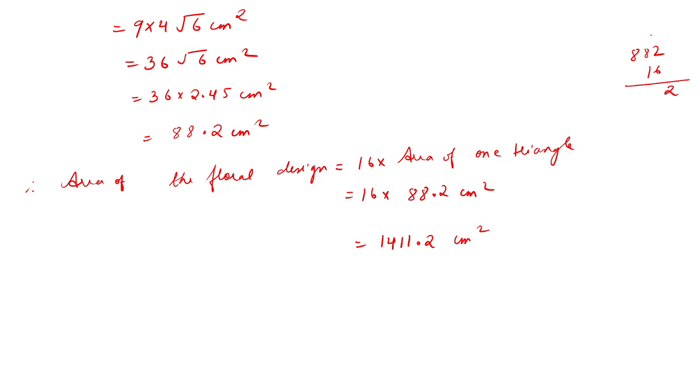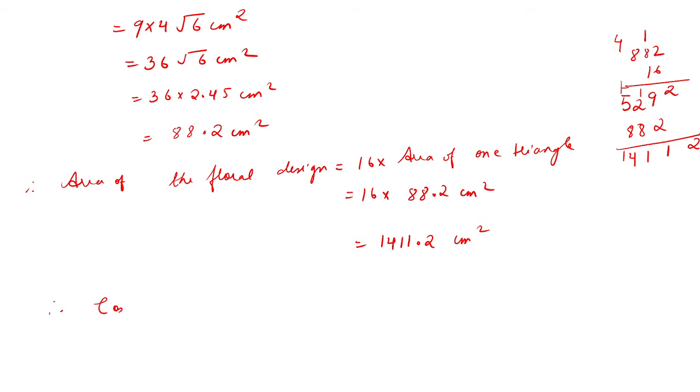So 6 into 12, 8, 48, 49, 6, 48, and then 52. 2 ones are 2, 8 ones are 8, and 8 ones are 8. So 2, 1, 8, 1, then 8, 9, and 14. Clear? So 1411.2. Therefore, what is the question asking us?